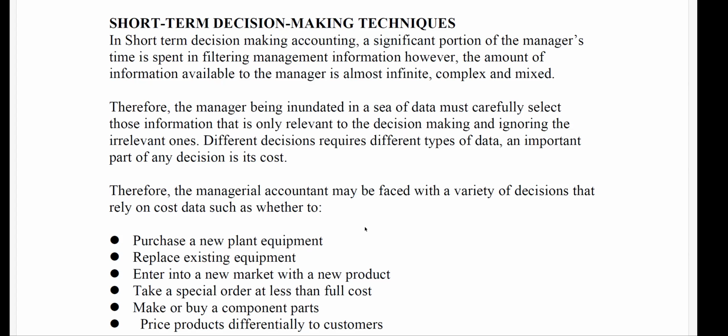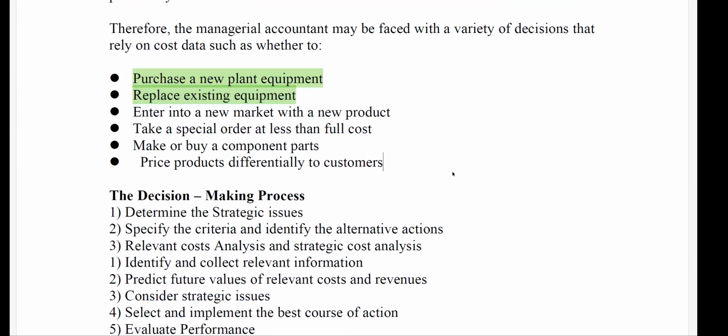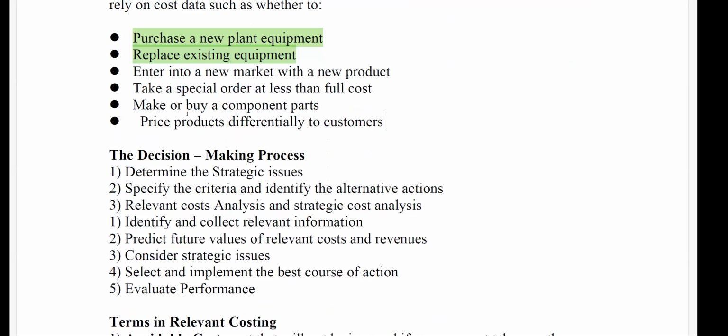So therefore, the management accountant may be faced with a variety of decisions that rely on cost data, such as whether to purchase a new plant or equipment. This is a full question that can come. A decision to replace existing equipment, a decision to enter into a new market with a product or not, a decision to take a special order at less than full cost, to make or buy or outsource components, to price products differently to customers, to shut down a particular division, to further process a particular product. All these things are decision-making techniques that you can have at your disposal.